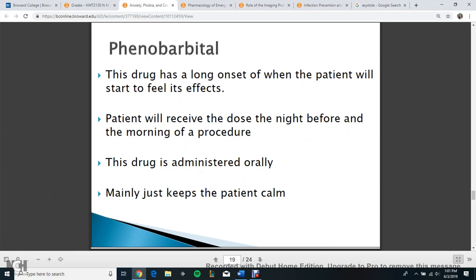Phenobarbital. This drug has a long onset of when the patient will start to feel its effects. The patient will receive the dose the night before or the morning of a procedure. This drug is administered orally. It mainly just keeps the patient calm.